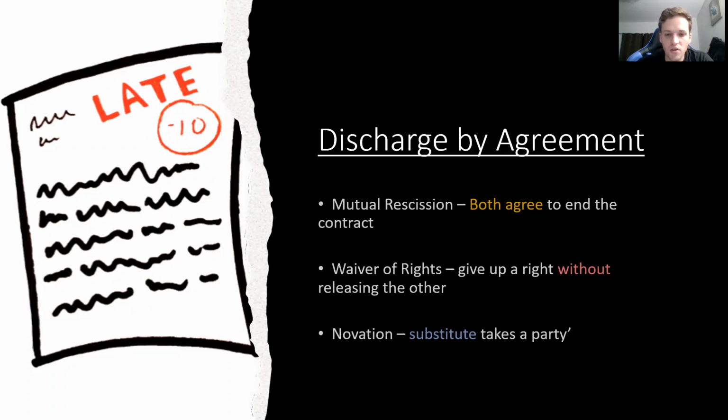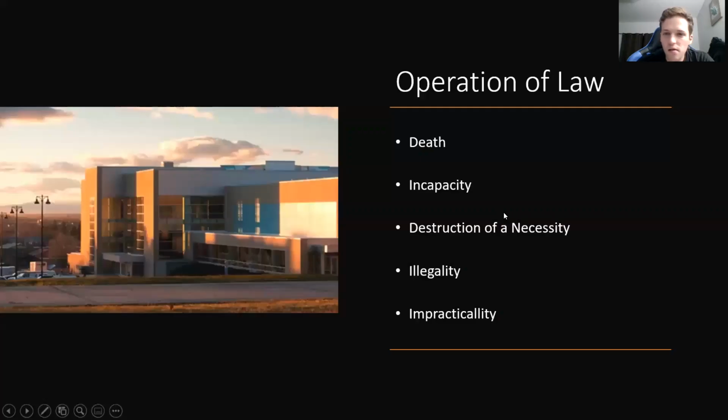And then the last will be novation, which is when one of the parties is substituted by someone else to perform their job. And this can be very practical in a lot of different cases. And then the last discharge we're going to discuss is operation of law. With this, when someone dies, their contracts are voided.